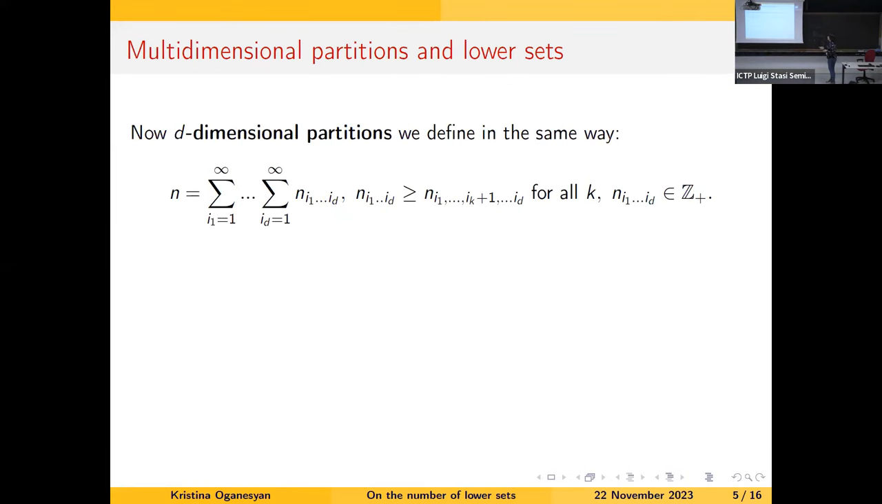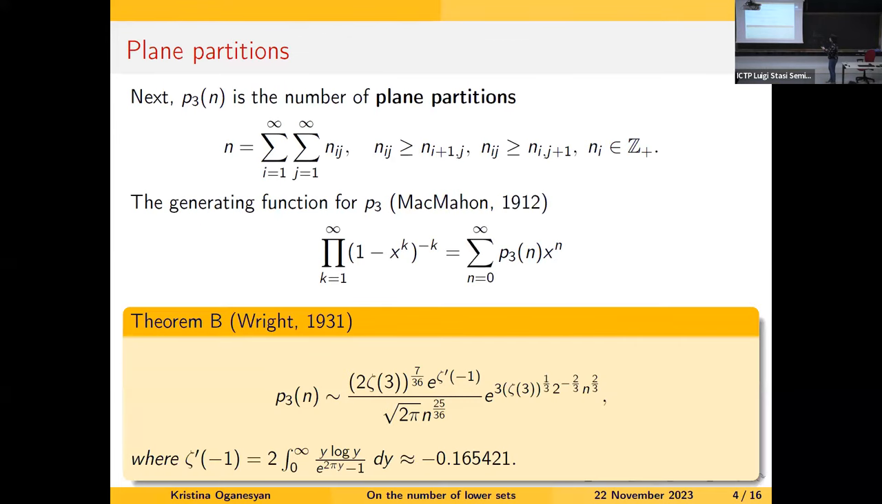So a d-dimensional partition is basically when you have d indices for every term, and you require this monotonicity in each of these d directions here. Okay, you can ask me, what about the generating function? Okay, so far nothing. So there was a conjecture made by MacMahon. So you see here, my minus k here. In the previous case, there was minus one. So his idea was that the right thing to put here is like a binomial coefficient, depending on this d.